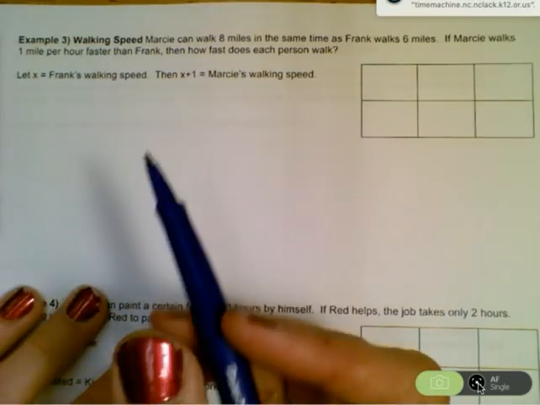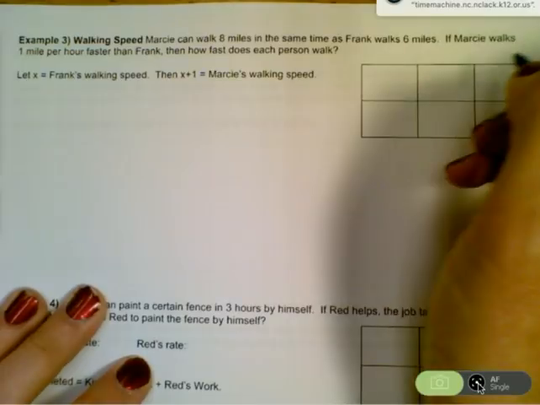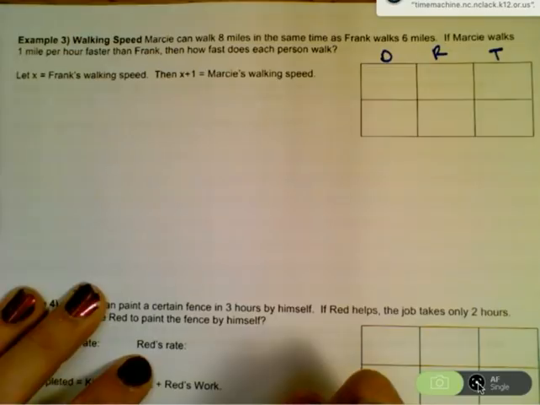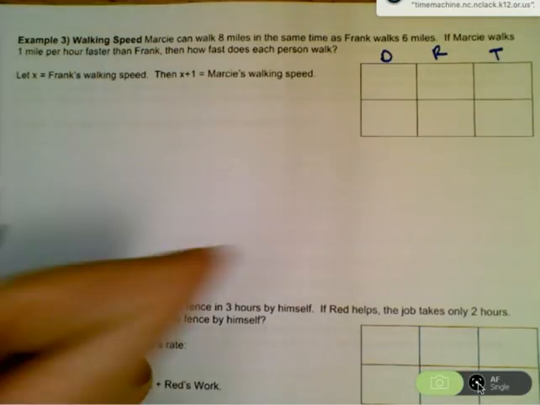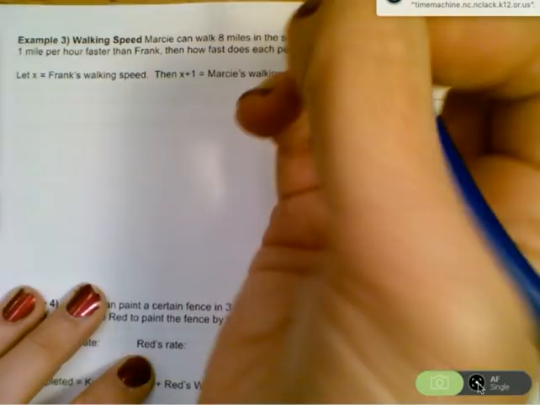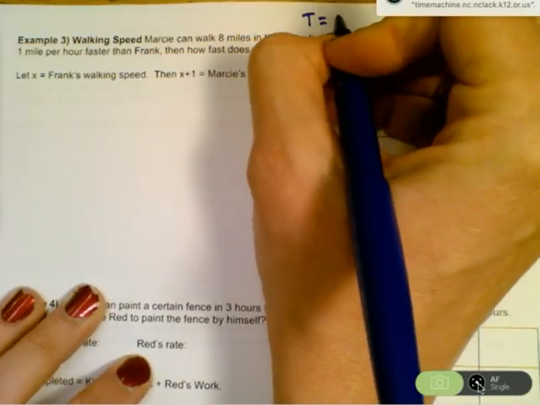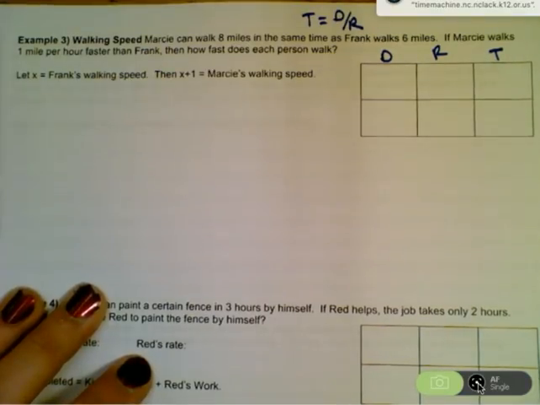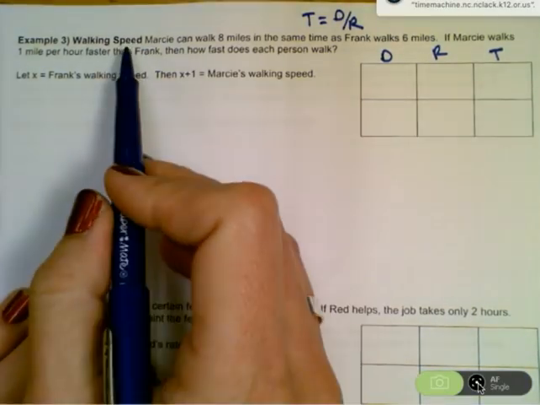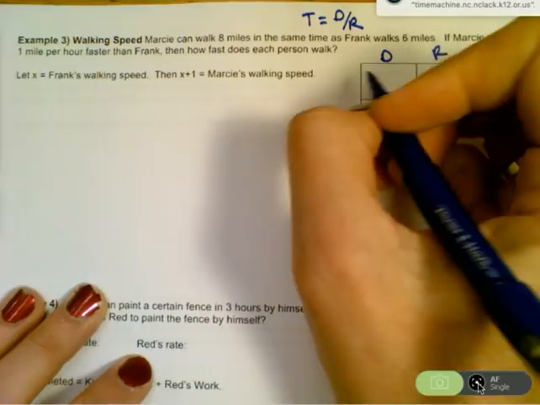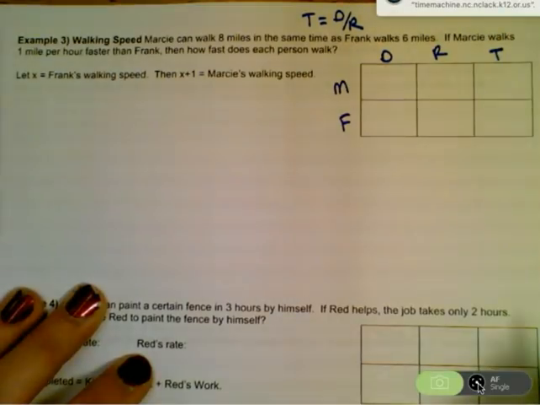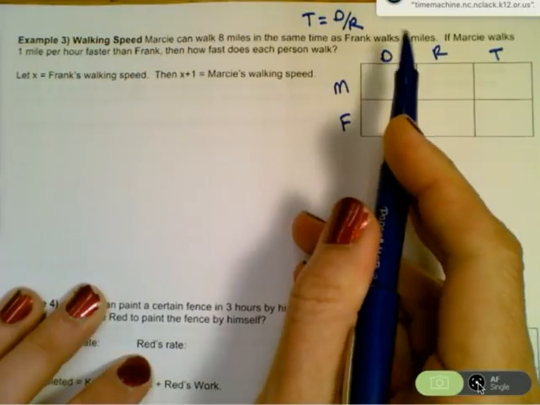So again, remember, we're going to use that distance, rate, and time idea. If you want to use this table, you can put that up there. You also, if you want somewhere to write time equals distance over rate, that's the formula we're going to use again and again as we do this. So what we've got, Marcy can walk, we need a row for Marcy and a row for Frank, right? Because we've got Marcy walking and Frank walking.